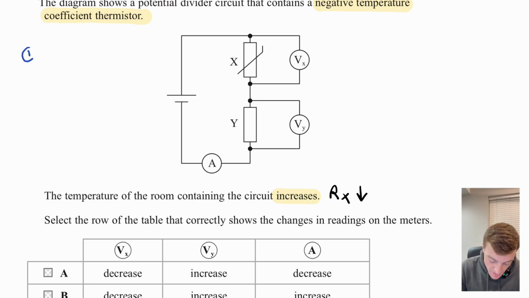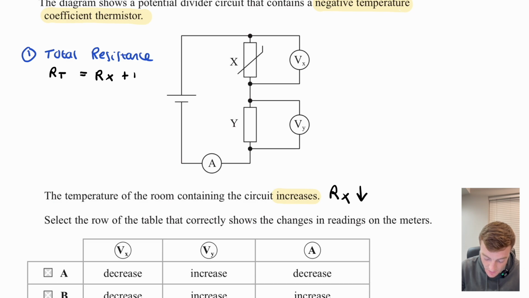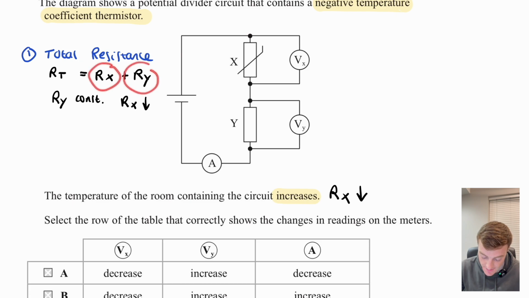Step 1 in the recipe was total resistance. Now, total resistance is RT equals the resistance of X plus the resistance of Y. We can clearly see RY is a fixed resistor, so that's constant. And we know that RX decreases because it's a negative temperature coefficient thermistor. So RX decreases, RY stays the same, RT decreases.